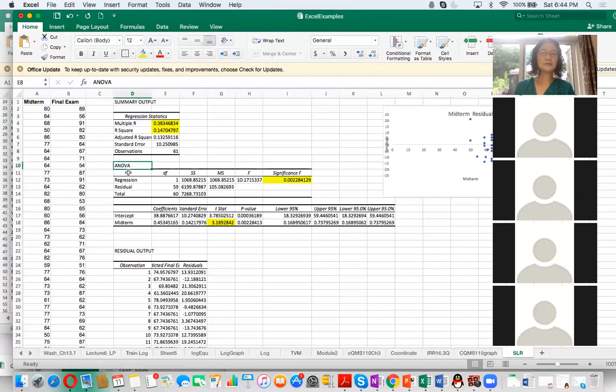And now let's go to the ANOVA table. You should be familiar with this ANOVA table when we did ANOVA test to compare 3 or more population means. Okay, they have similar structure. So I will explain one by one.